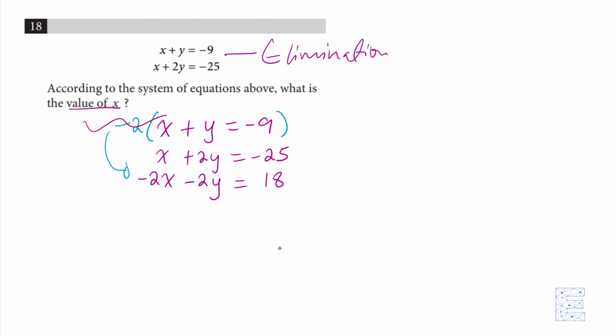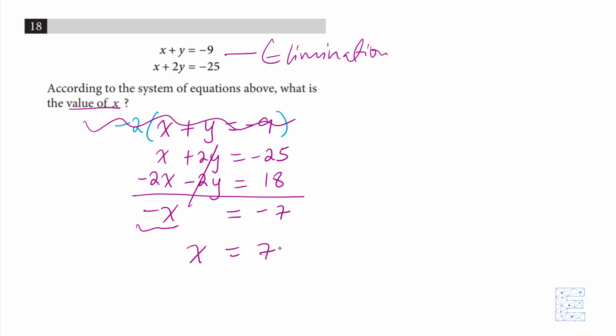And now we really don't need this top equation anymore. So we can focus on these two equations. And now, because we are adding down, x minus 2x is negative x. 2y minus 2y is gone, which is what we were trying to get to happen. Negative 25 plus 18 is negative 7. And as you know, if your variable is negative, you simply change its sign and change the other sign as well. So x equals 7.